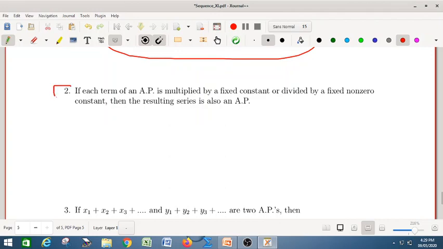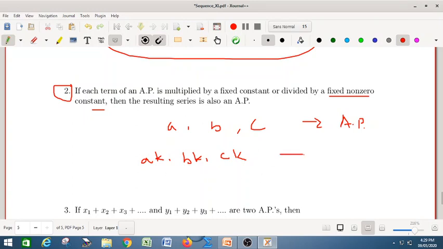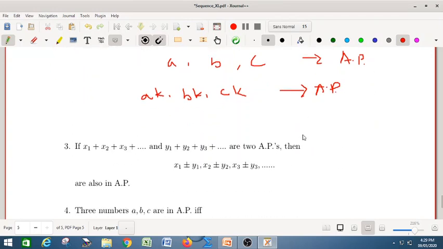Second one: if each term of an AP is multiplied by a fixed constant, or divided by a fixed non-zero constant, then the resulting series is also in AP. So if A, B, C are in AP, then AK, BK, CK, with K a non-zero constant, are also in AP, or if you divide A, B, C by a non-zero constant K, they are still in AP. This is how the properties will be helpful.